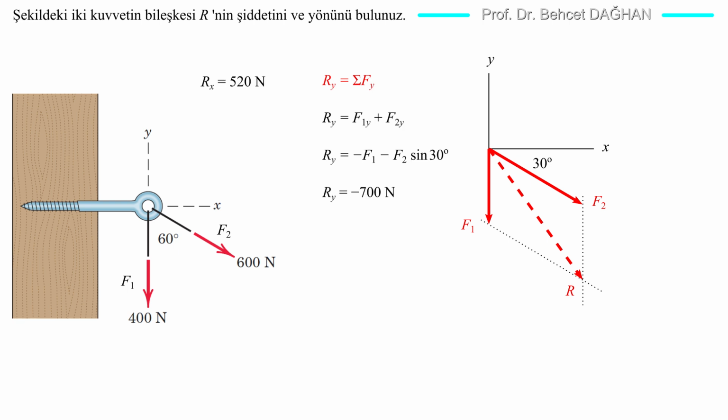We'll find Ry from Ry equals total Fy relation. We'll add the y components of the two forces and find Ry. The projection of F1 onto y is equal to itself and in the negative direction, minus F1. The projection of F2 onto y is also in the negative direction, minus F2 sine 30 degree. We substitute in the values. From here, we find Ry to be minus 700 Newton. After finding Rx and Ry, we can now find the magnitude and direction of the resultant.